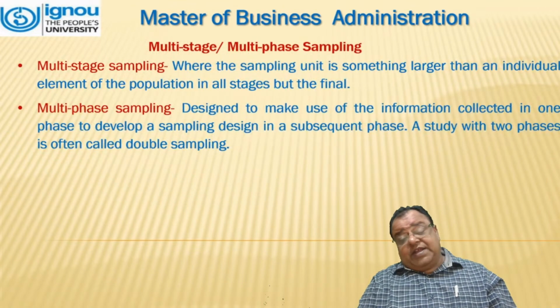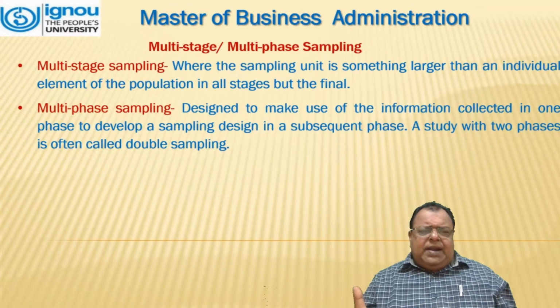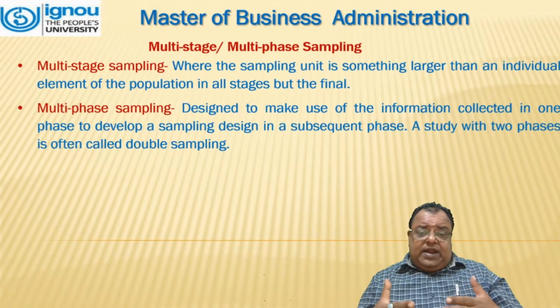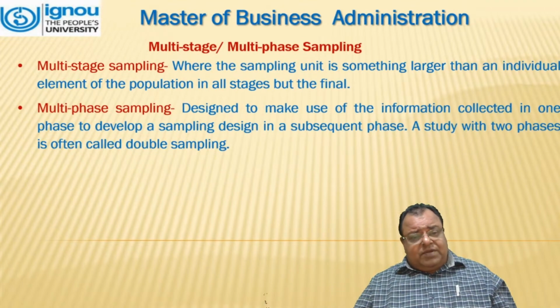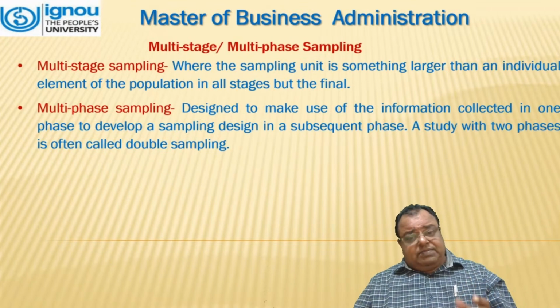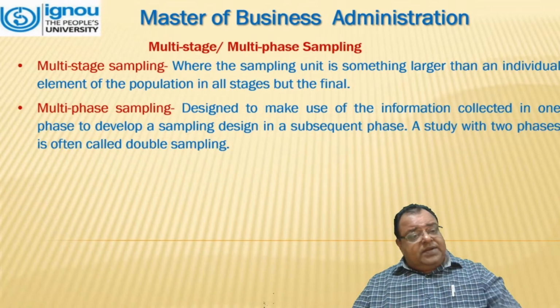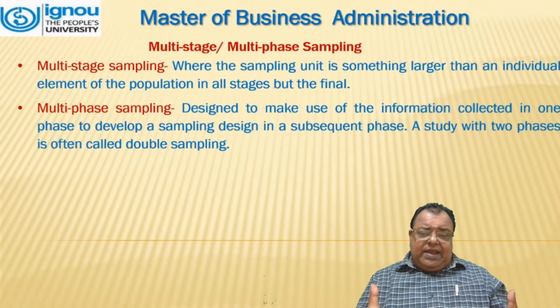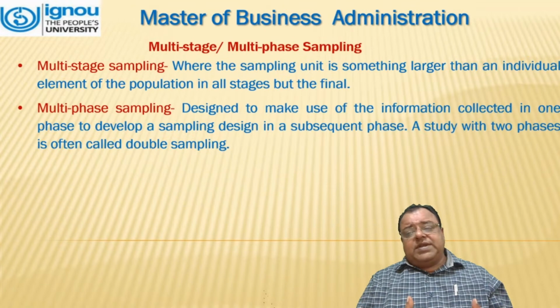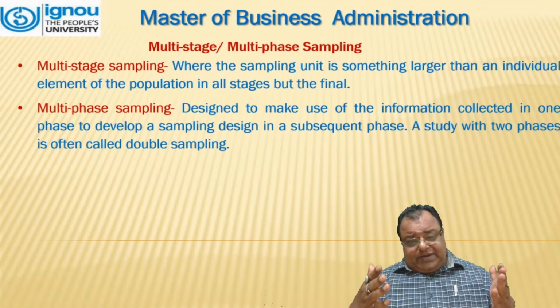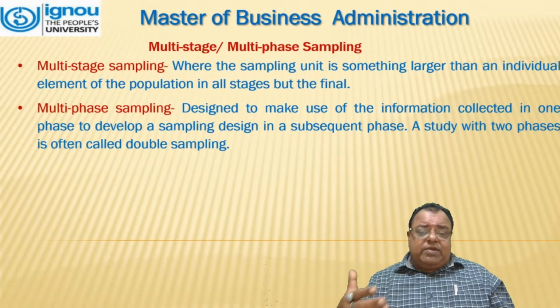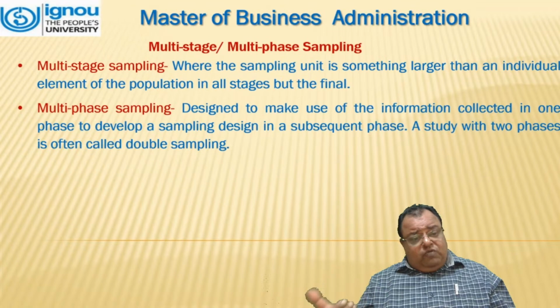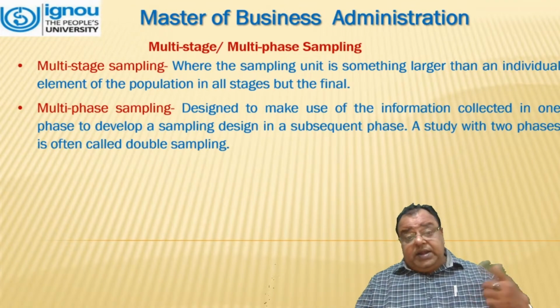Multi-stage and multi-phase sampling. Multi-stage sampling is where the sampling unit is something larger than the individual element of the population in all stages, but leaving the final one. But multi-phase sampling is designed to make use of the information collected in one phase to develop a sampling design in a subsequent phase. A study with two phases is often called double sampling.